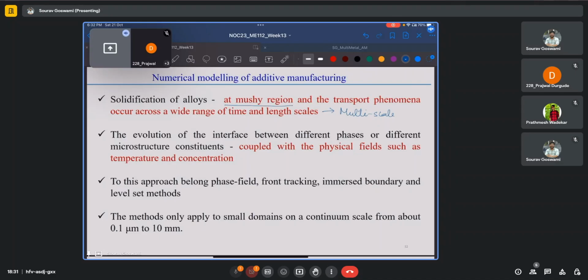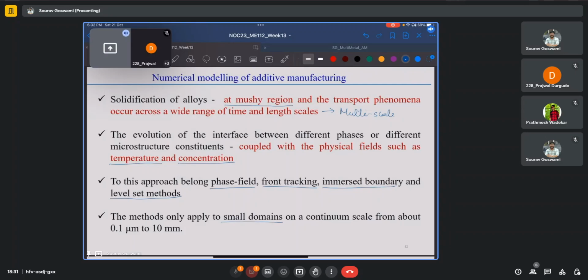The evolution of the interface between the different phases or between the different microstructural constituents are again coupled with the physical fields such as the temperature, the flow velocities, and the concentration. And some of the approaches which have been successfully utilized for the modeling of additive processes are the phase field method, certain front tracking methods, then there are the immersed boundary methods and the level set methods. And these methods are usually useful for very small domains. So you cannot really do, say, part scale simulations.